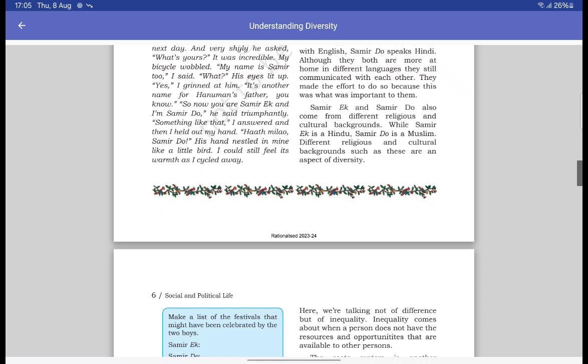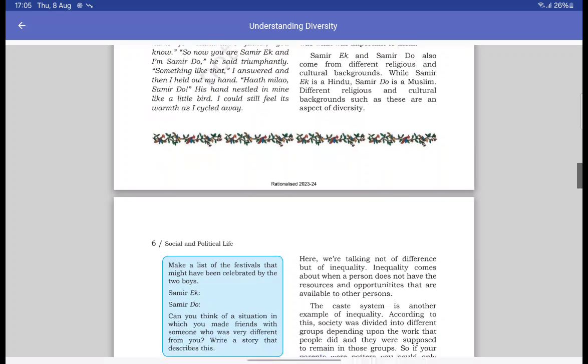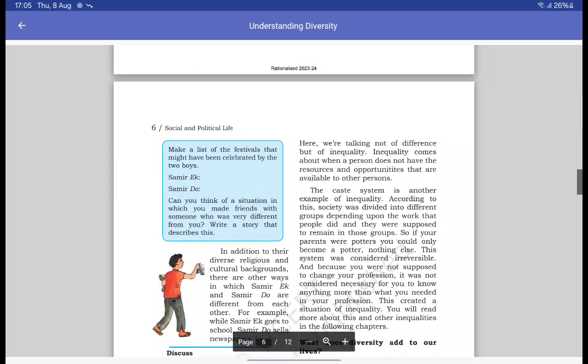Samir Ek and Samir Do also come from different religious and cultural backgrounds. While Samir Ek is a Hindu, Samir Do is a Muslim. Different religious and cultural backgrounds such as these are an aspect of diversity. So these form diversity, okay? Different cultural aspects, different religious aspects, different ethnic aspects. These are what form human diversity.